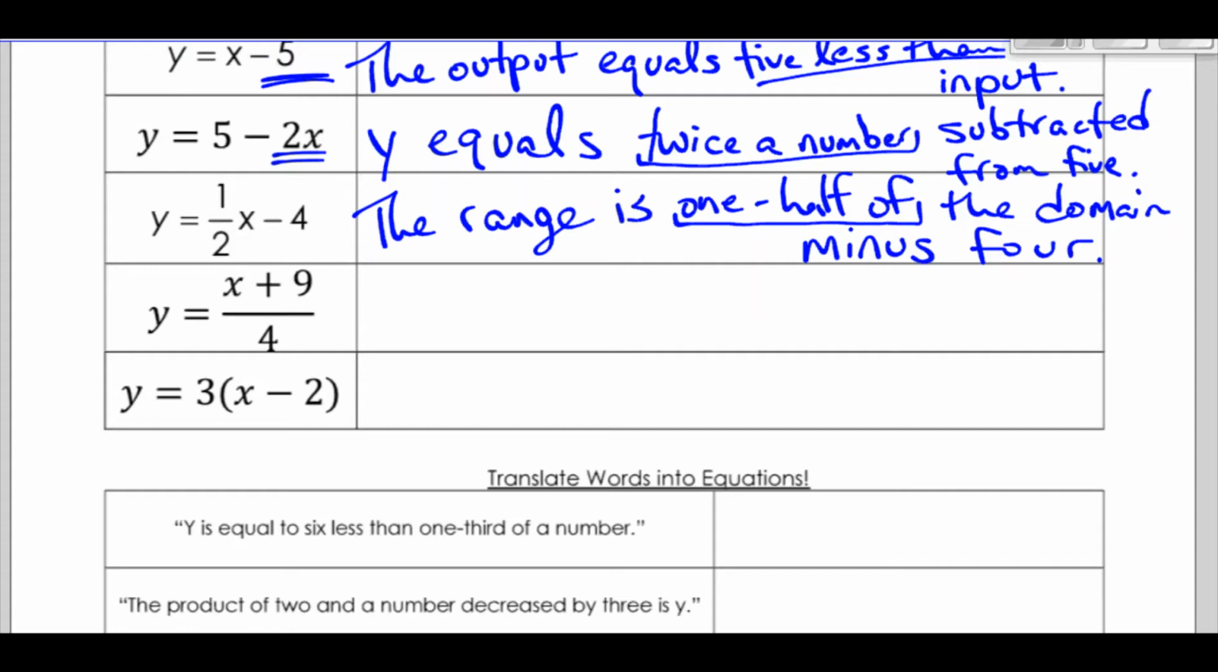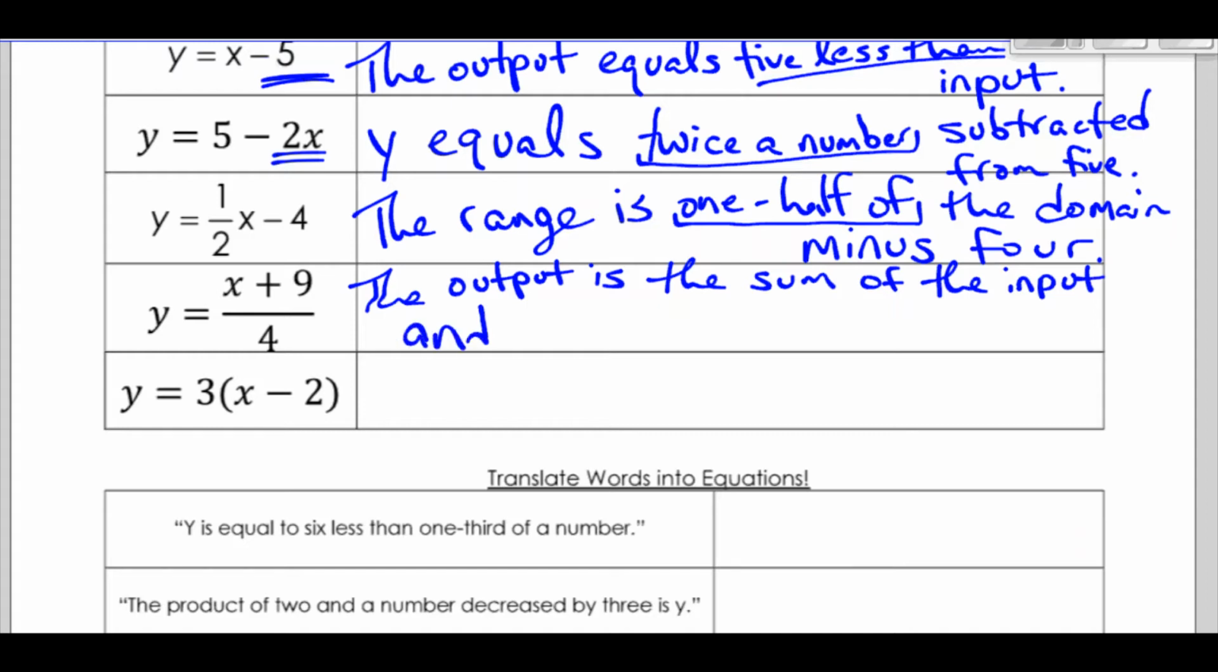On the next one, I'm going to use input and output. The output is, and this one's a little bit tricky because we have a big fraction there, saying that's actually kind of specific. So I'm going to use a mathy word here. The sum of the input and 9. So all I've said so far is the sum of the input and 9. That's the addition problem on top.